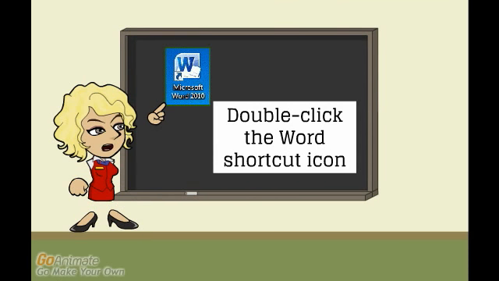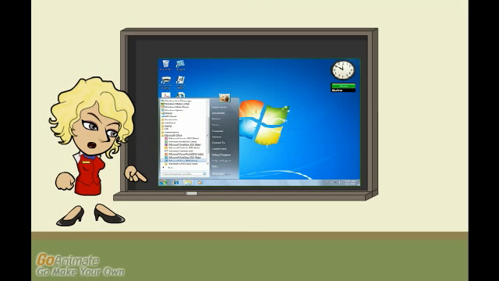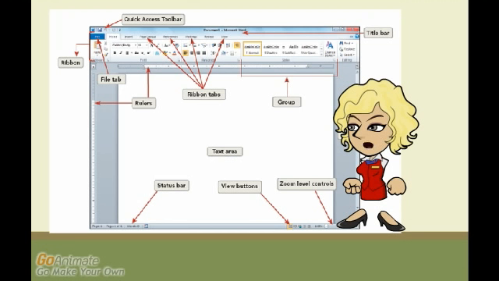Sometimes you can locate the Word icon on your desktop. Double-click the Word shortcut icon. As you see here, you will find the Windows icon at the bottom left. This will open up to your programs. Look at this Word document.